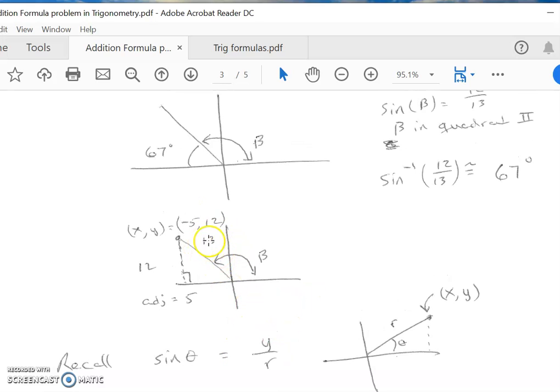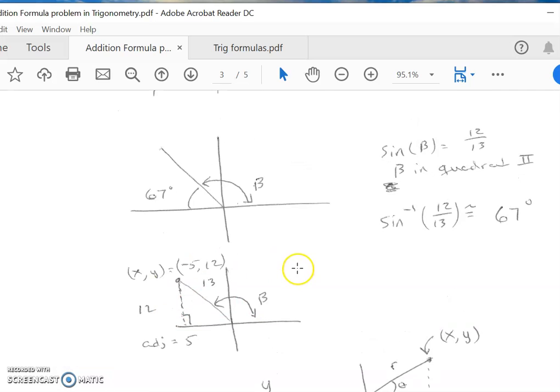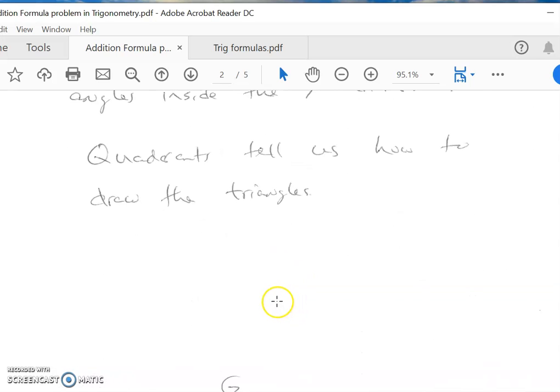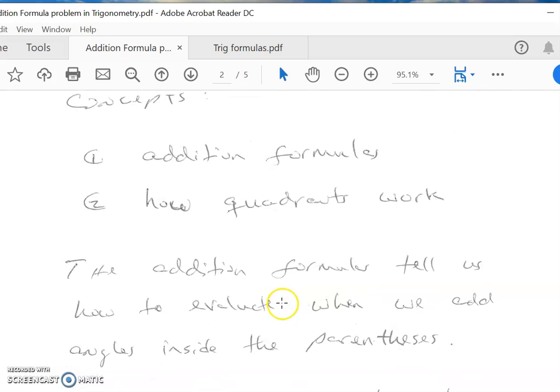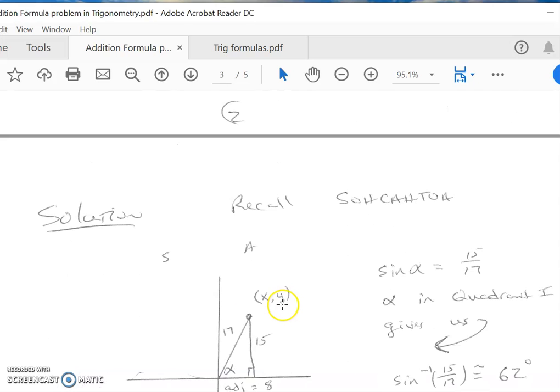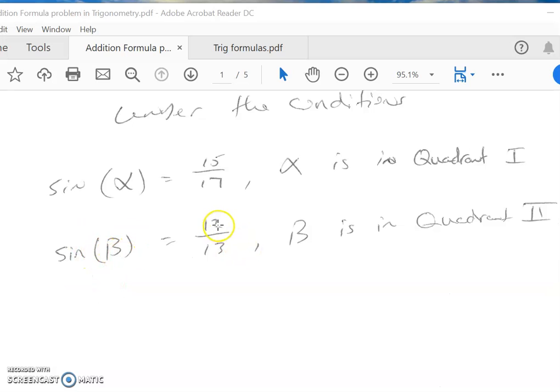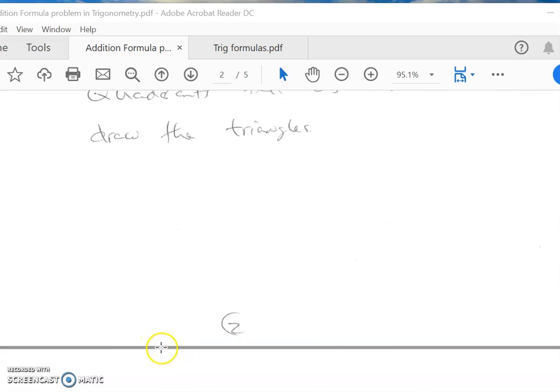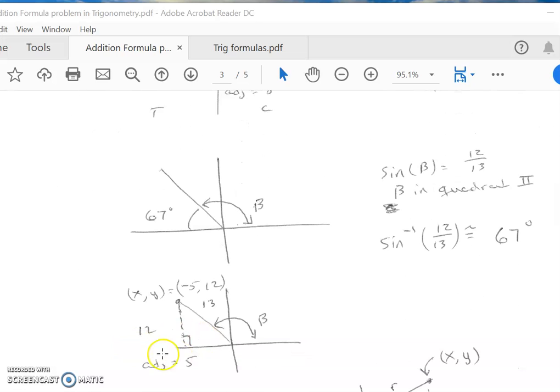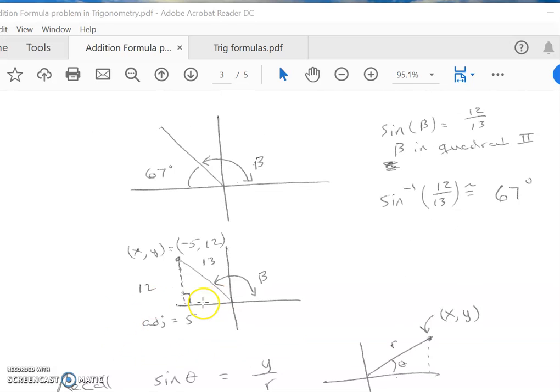Now, how did I know that y is 12? That comes from the given information. The given information was that sine of beta was 12 over 13. So I used that information. 12 over 13 tells me that the y coordinate is 12, and then that means that this r, the hypotenuse, is 13.